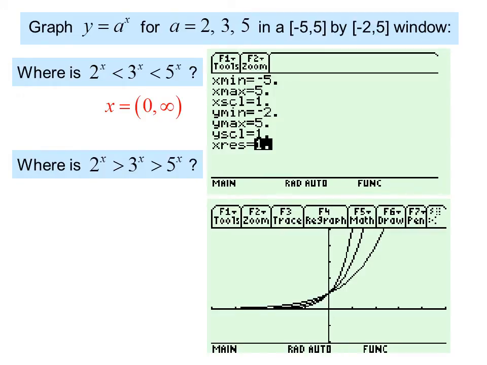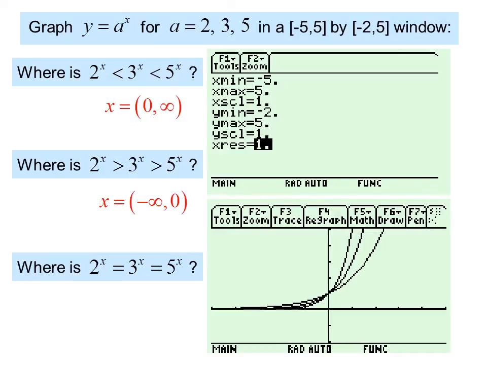Notice that was an open interval because we don't count the 0. Where is 2 to the x greater than 3 to the x greater than 5 to the x? And we see it's in this part of the graph where x is negative. So our interval, x is in negative infinity to 0. Once again, we have an open interval on both sides.